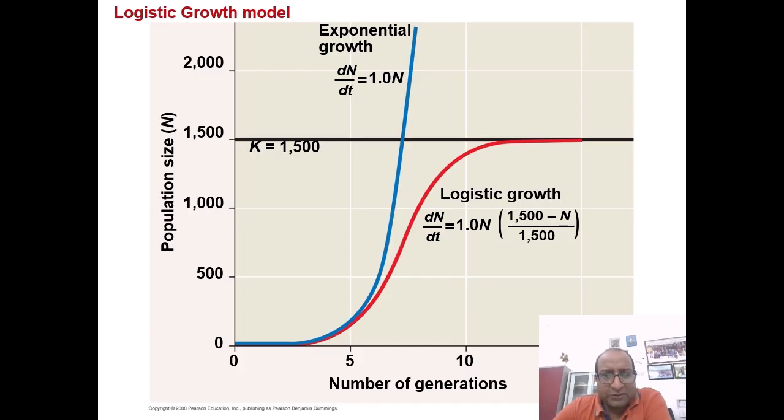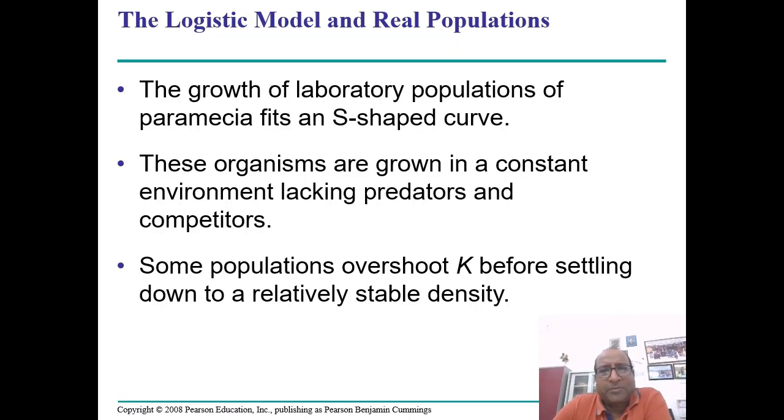But in the case of the logistic model of growth, earlier the growth rate is fast, it is increasing faster, and by the time it reaches the carrying capacity, the growth rate is slowed down. So the logistic growth equation is dN/dt = rN (K − N)/K, where K is the carrying capacity. We can calculate the logistic growth rate of the population. The logistic model and real populations.